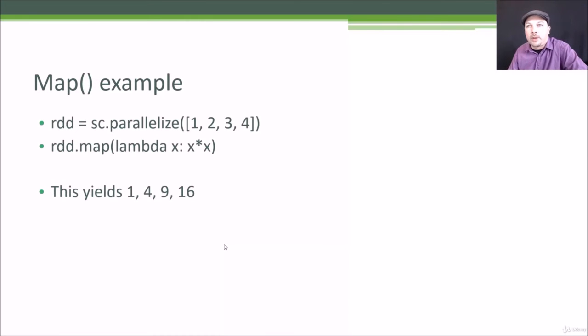Here's a little example of how it might work. Let's say I created an RDD just from the list 1, 2, 3, 4. I can call rdd.map with a lambda function of x that takes in each value of that RDD, calls it x, and then applies the function x times x to square it. So the output of this, if I were to then collect the output of this RDD, would be 1, 4, 9, and 16, because it would take each individual entry of that RDD and square it and put that into a new RDD. Okay, makes sense?